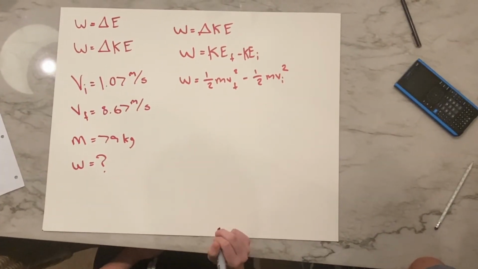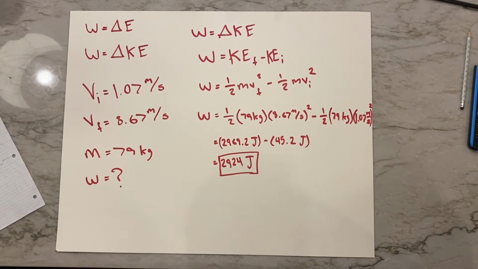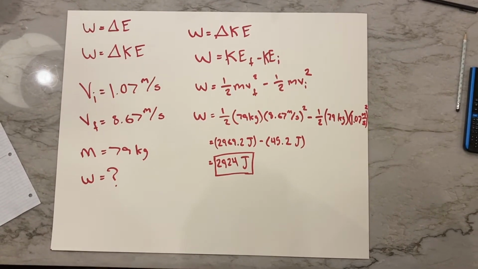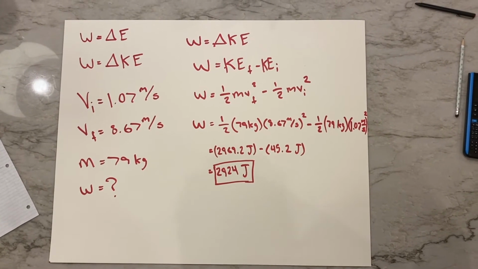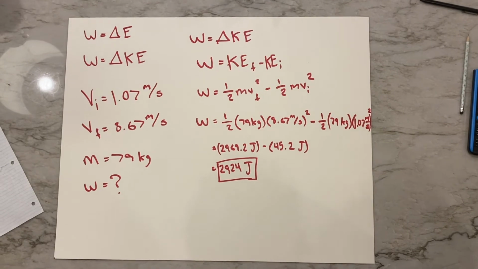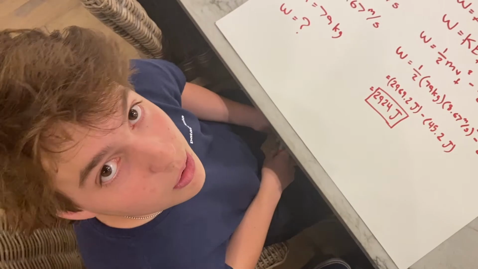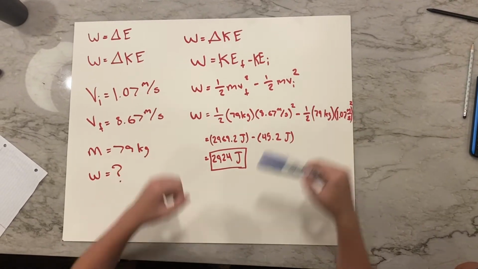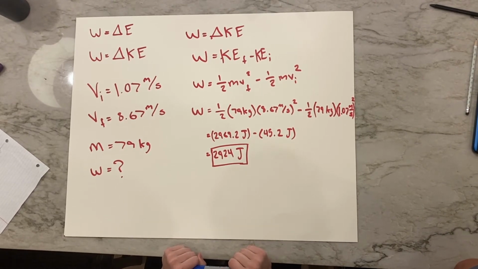Now, using this formula, try and find the work I used to speed up. Hopefully your work looks something like this, and you came out with 2,924 joules. This means that from 1.07 meters per second to 8.67 meters per second, I expended that amount of work. Now that's a lot of work. This equation is known as the work energy theorem.